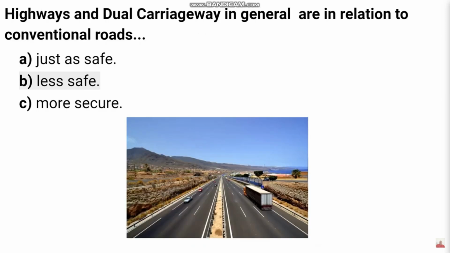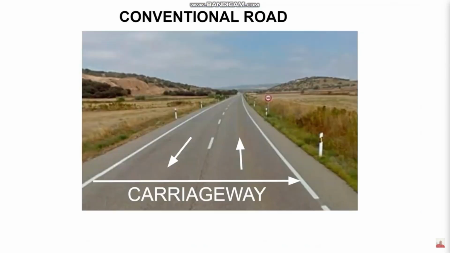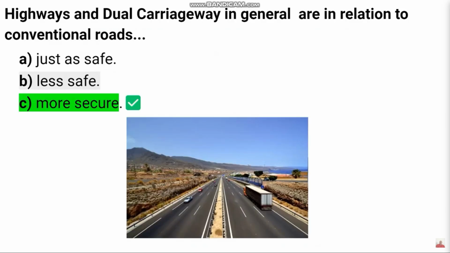Next question. Highways and dual carriageways, in relation to conventional roads, are, let's say, almost secure. We know that on highways and dual carriageways we get a separate carriageway for each direction and with more than one lane, so the chances of accidents are less, whereas on a conventional road we get only one carriageway for both directions, so the chances of accidents are more. In this case we can say that highways and dual carriageways are safer than conventional roads. So the answer is C, more secure.